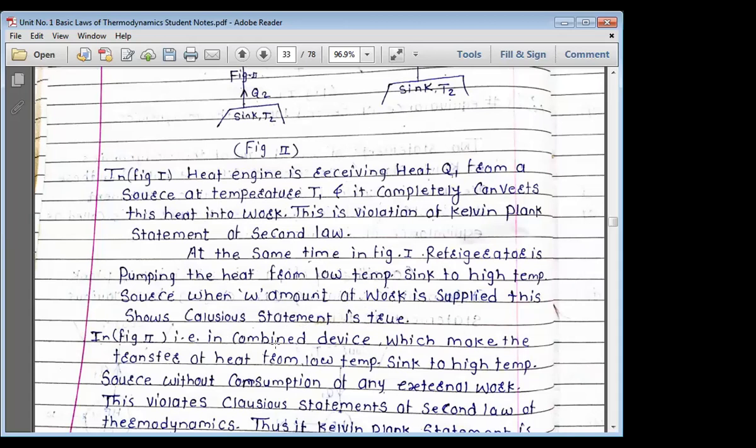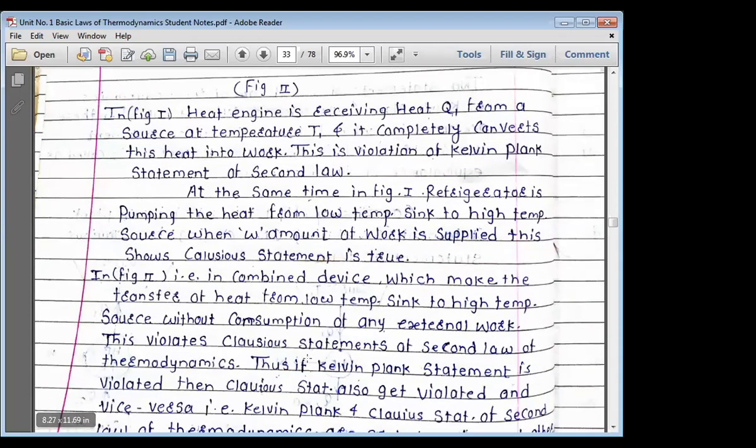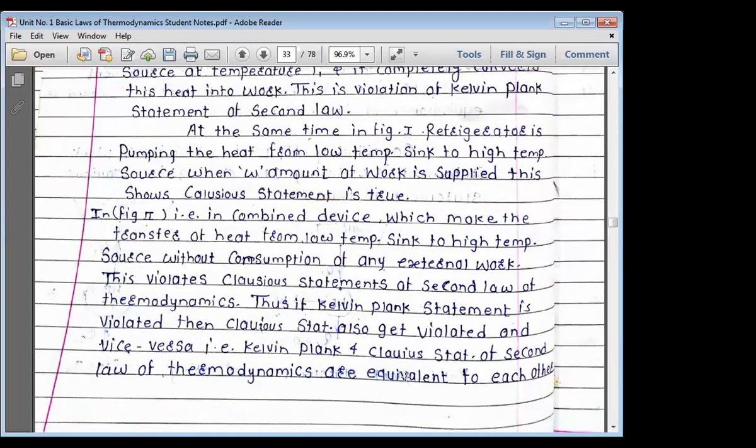Now in figure 2, in the combined device which makes the transfer of heat from low temperature sink to high temperature source without consumption of any external work, this violates the Clausius statement of second law of thermodynamics. Thus, if Kelvin Planck statement is violated, then Clausius statement also gets violated and vice versa.